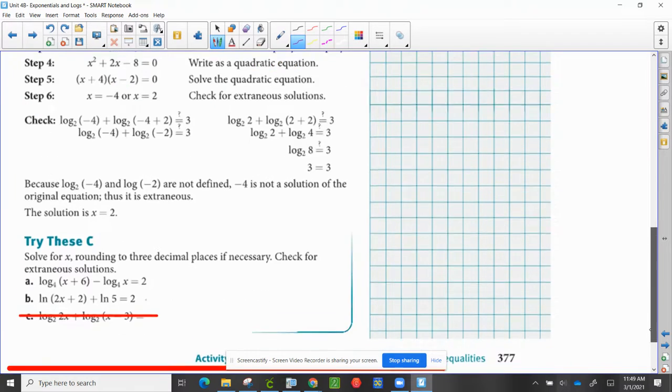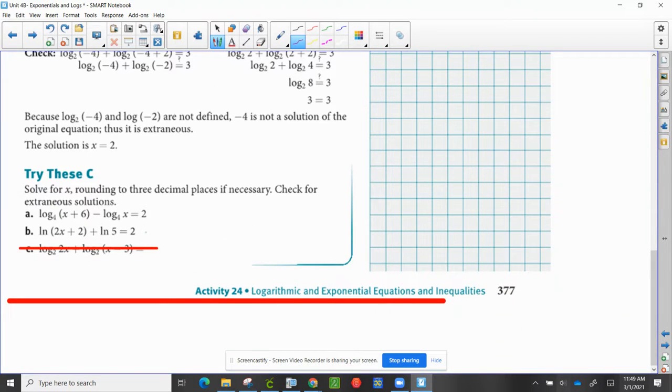Okay? So let me show you some examples. I'm going to go through A really quick with you. Now in A we have division. Division turns to what operation? Well, division would turn to subtraction. So what I'm going to do is turn this into a single log. So log base 4, okay, of x plus 6 divided by x, because we have subtraction. So when we condense it, that turns to division. Okay, and that's equal to 2.